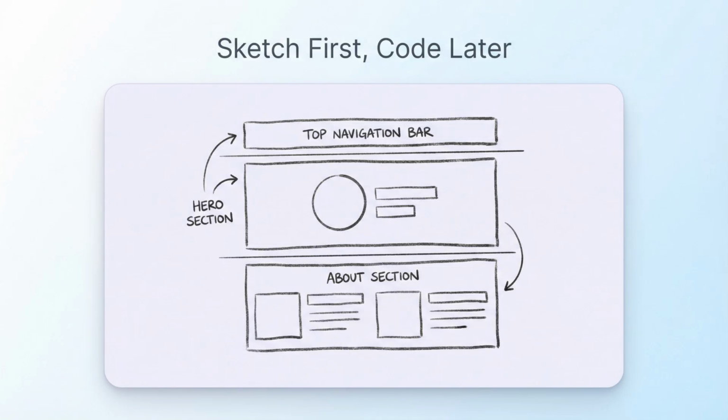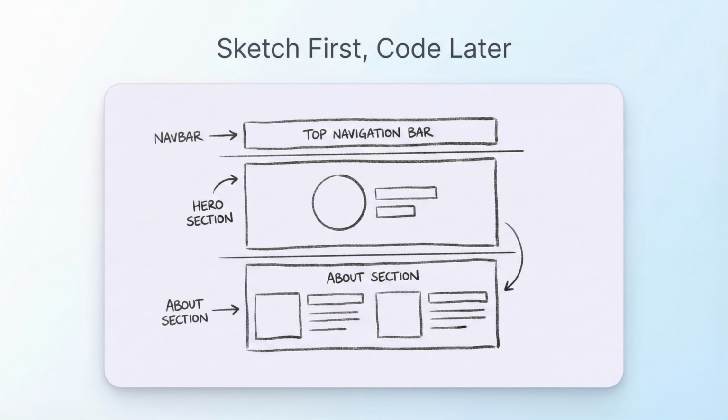One of the most important lessons here is don't jump straight into coding. Before touching any code, the instructor emphasizes sketching out your layout first. This is called UX wireframing, planning what goes where before you build it. It gives you a clear mental map and saves a lot of confusion later.